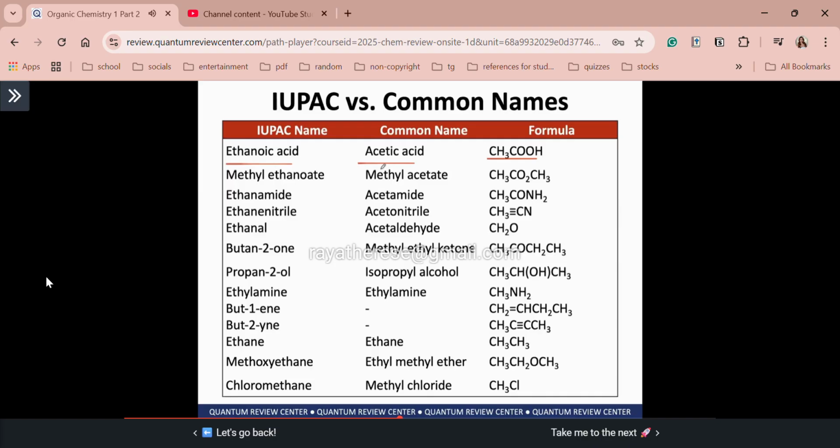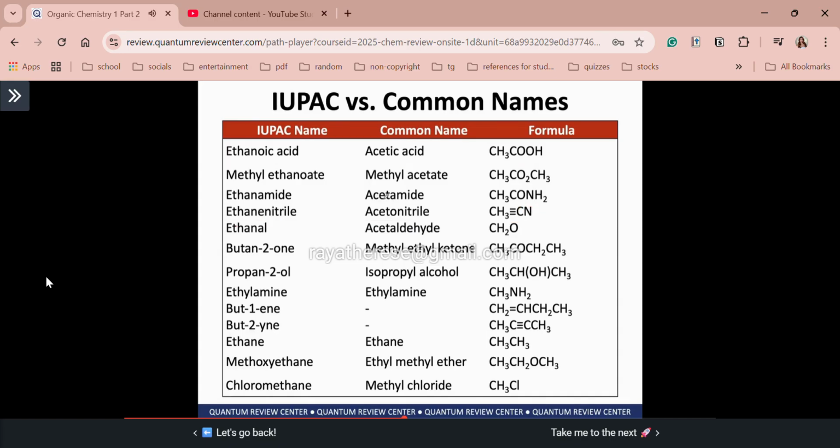Class, next, I would like to emphasize acetonitrile. Somehow, students are confused because they assume that the IUPAC name is acetonitrile. But remember, its IUPAC name is ethane nitrile. Ethane is the parent chain because of your two carbon chain. And of course, we will add a suffix nitrile because we have here your nitrile compound.